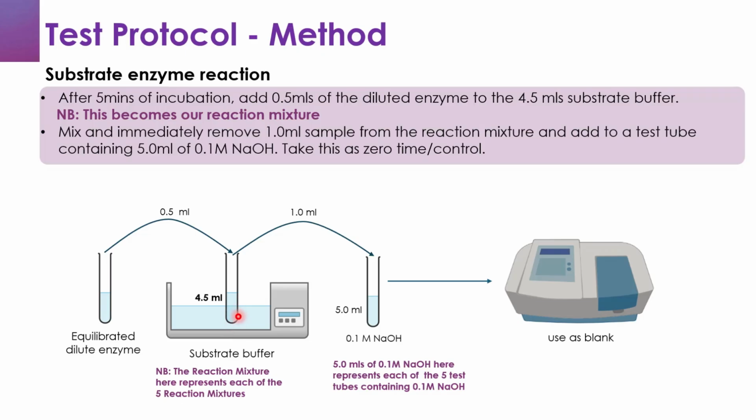So we mix and immediately remove 1 ml of the reaction mixture and add it to a different test tube containing 5 ml of 0.1 molar sodium hydroxide, and we take this as our zero time because it is assumed that there will be no reaction. Right after adding the enzyme to the substrate buffer, we mix and immediately take 1 ml and add it to a different test tube containing our 0.1 molar sodium hydroxide.